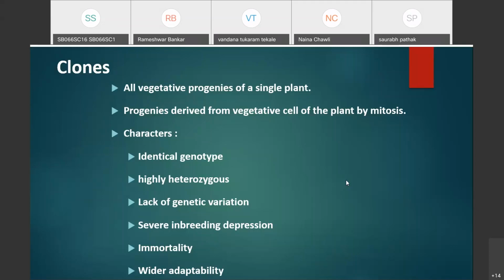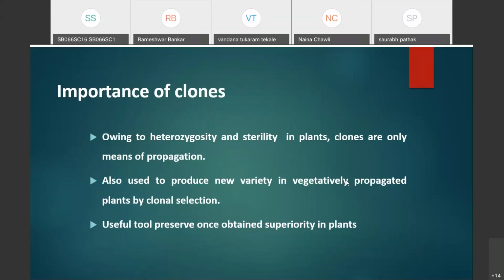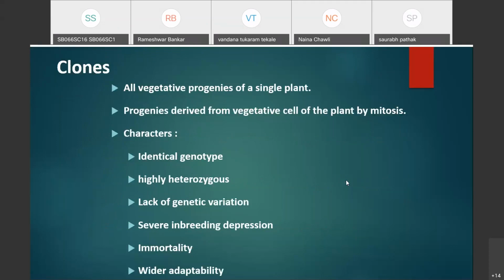Okay, the more the genetic variation, the plant is having the wider adaptability, and the less genetic variation, it will lead to the poor adaptability. But the clones, these are highly heterozygous, and that's why these are adaptable to the wider environmental conditions. That's why the clones are having the wider adaptability. Okay, these are the characters of the clones.